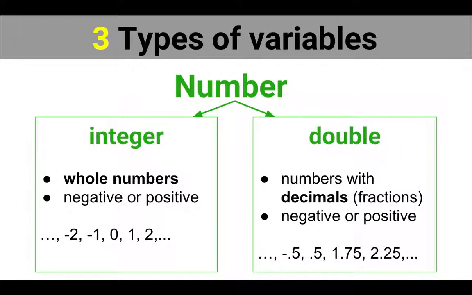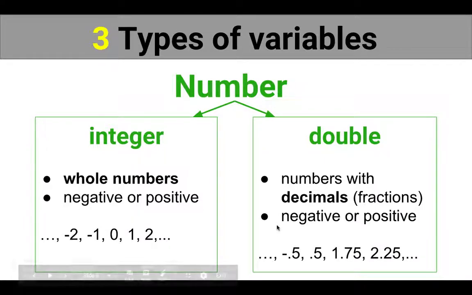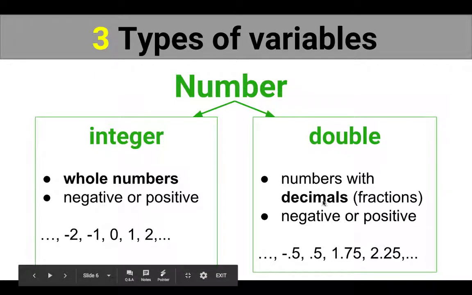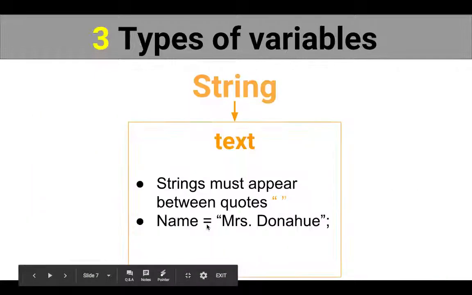So right now, we're going to know 3 types of variables. There are 2 types that are numbers: an integer and a double. Integers are whole numbers. They can be negative or positive, but there's no decimal value. Doubles are numbers with decimals. Fractions would be included because they turn into a decimal, and they can also be negative or positive. Sometimes people call them floating points because the decimal point will change in different ways. Those are called doubles, and integers are the other number type that we have.